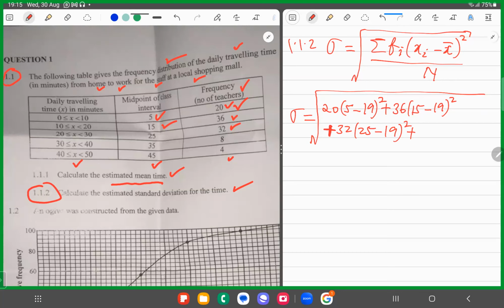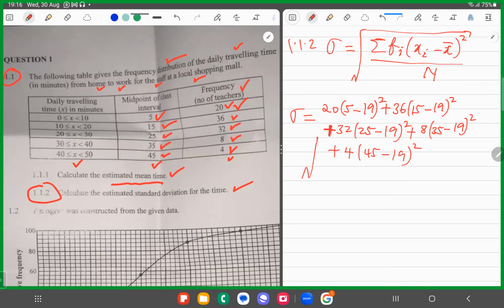Next, you have this one, frequency. The frequency is 8, and then the midpoint. The midpoint is 35 minus 19, and then you square these. And then you have the frequency. It is 4 into the midpoint, 45, minus the average, x bar. You square these. Okay, so you have this.